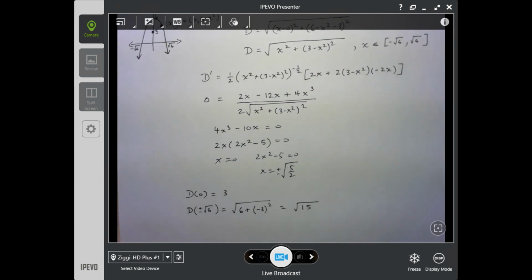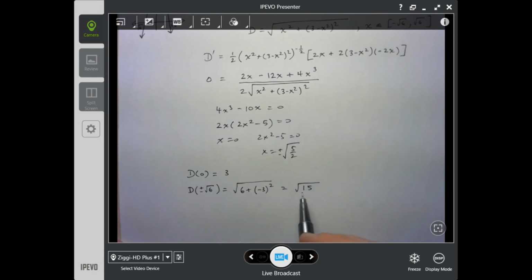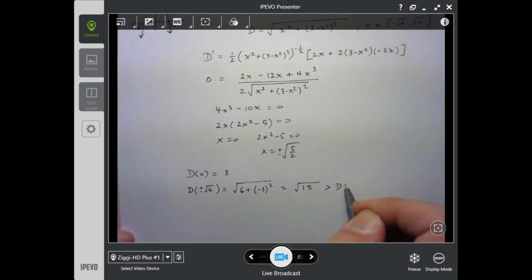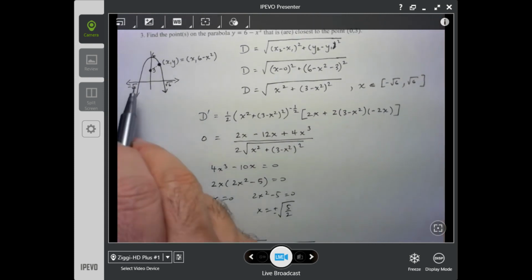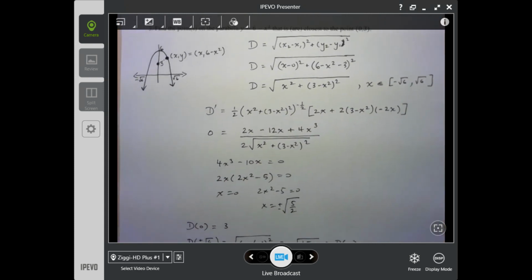Okay, so now here, the square root of 15 is going to be something less than 4, but greater than 3, for sure. Because you got to think, square root of 9 is 3. So this is greater than my distance at 0. All right, so definitely these are not going to give me my absolute mins.